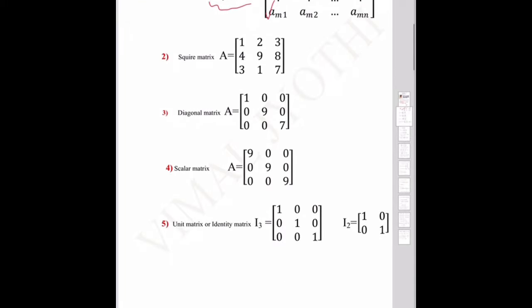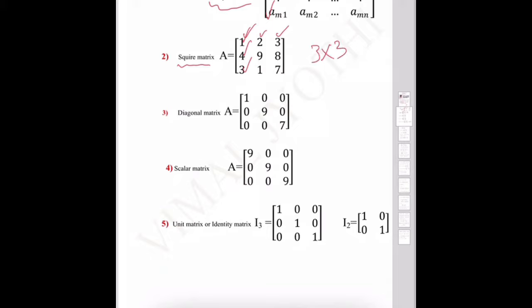Then square matrix. A matrix having an equal number of rows and columns is called a square matrix. That is, this matrix has 3 rows, 1, 2, 3, and 3 columns, 1, 2, 3. That is a 3 by 3 matrix, a square matrix.